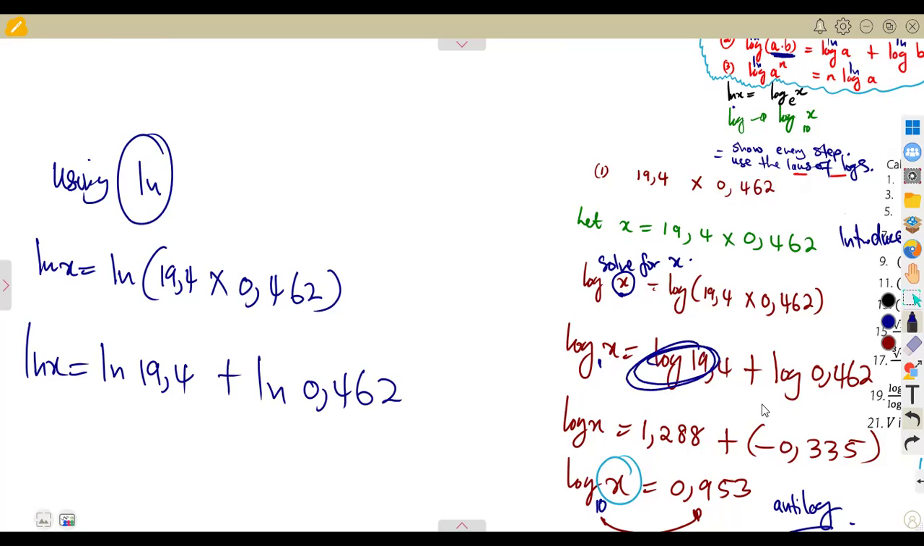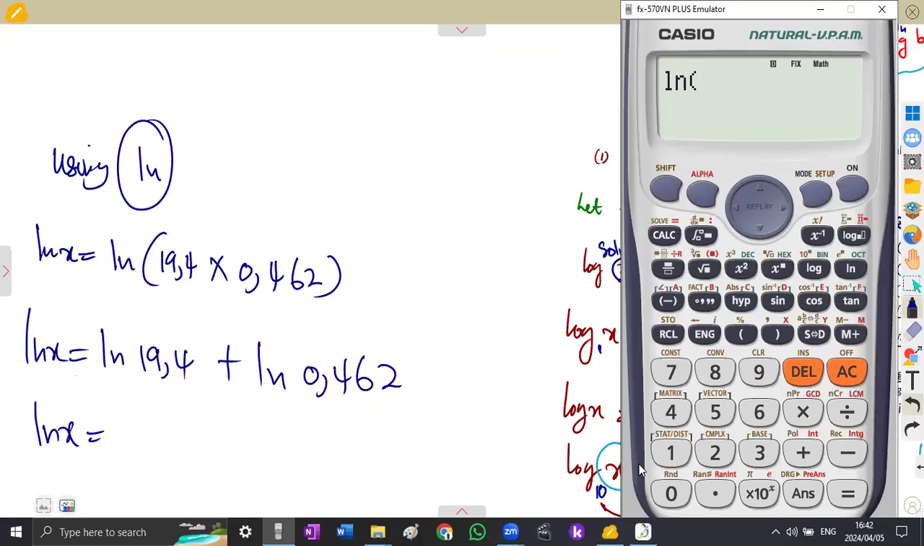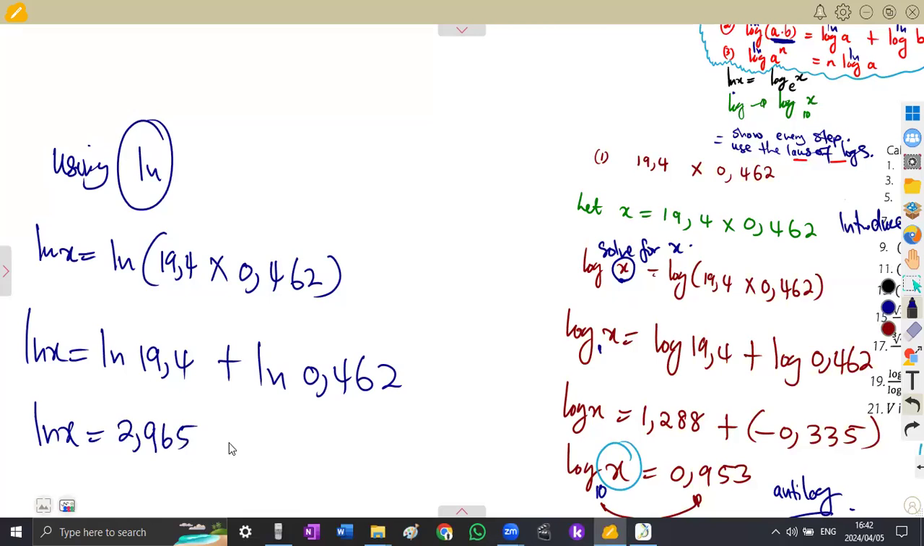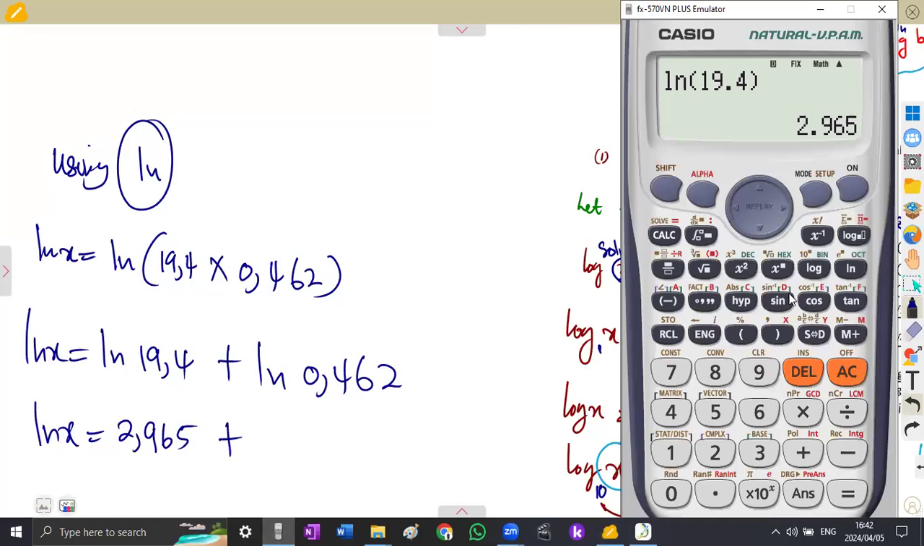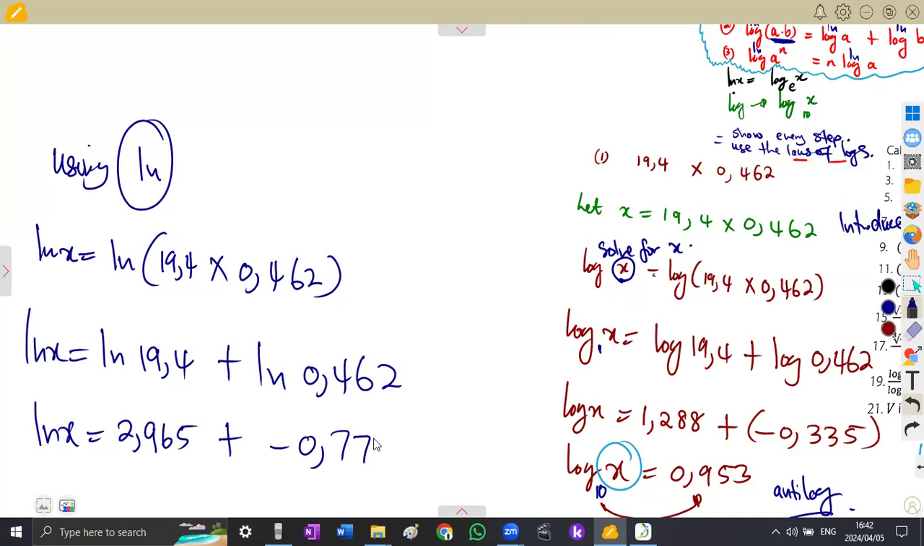So that's it. On this stage, you calculated the log, so you are going to do the same thing, but this time it's the ln. So on your calculator, this time, you are going to be working with the ln. So that is the ln of 19,4, like this. This is going to be 2,965. So this is 2,965 plus the ln of 0,462, like that. All right, so this is going to give us minus 0,772.